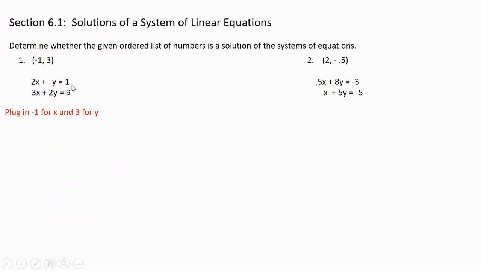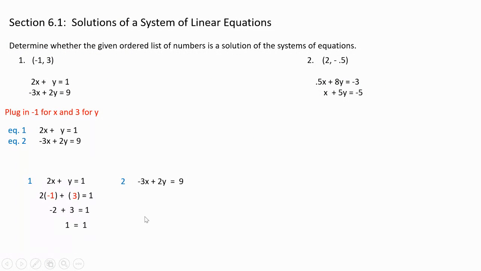So what we're going to do here is plug in -1 for x and 3 for y. But it's got to be true for both equations. Let's call them equation 1 and equation 2. First, I'm going to plug in the values -1, 3 into equation 1, which means plugging in -1 for x and 3 for y. After I do that, I'm going to evaluate the right side, so this will give us -2 plus 3, so 1 equals 1, so this one checks out.